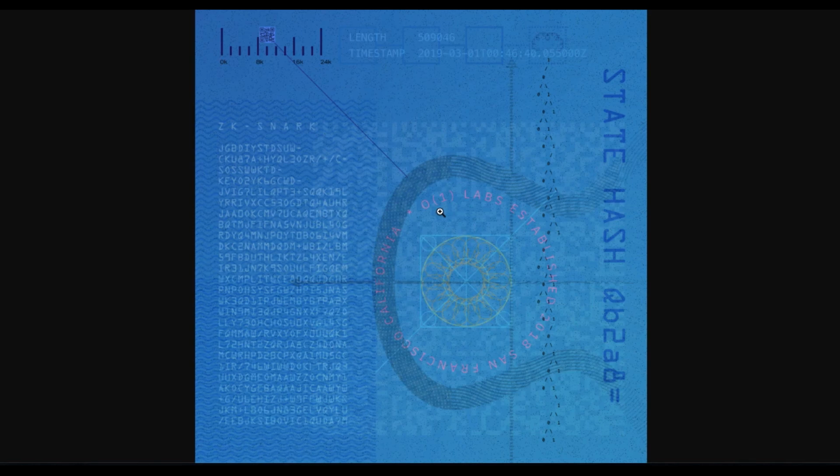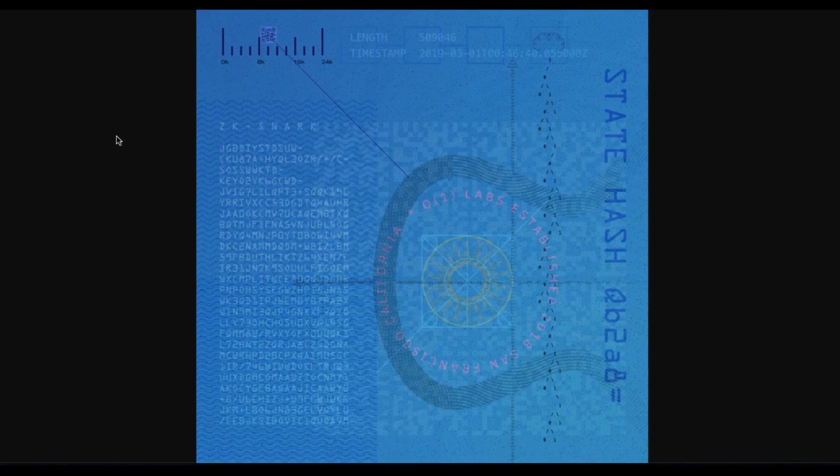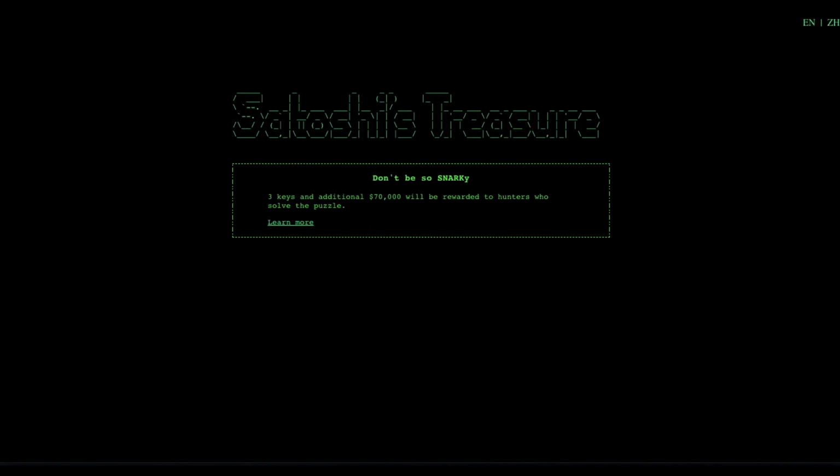Yeah, if you know what any of these symbols are, or throw this thing in a decoder, you might be one of the lucky people to find one of the three keys or the $70,000 extra dollars here in Bitcoin. So good luck, hunters. We'll back out of this thing here, and so you've got Don't Be So Snarky. Good luck, hunters, and we'll see you on the next one.